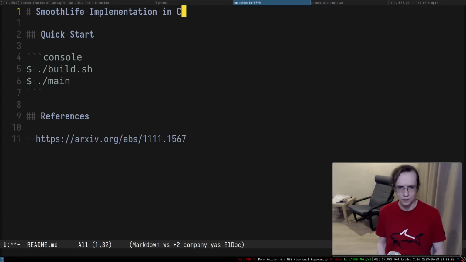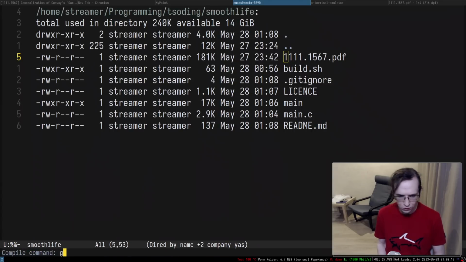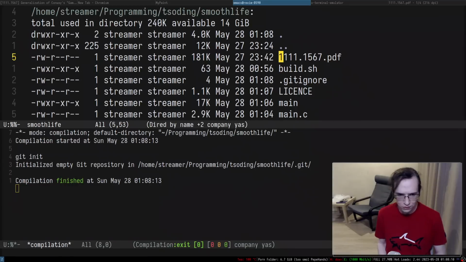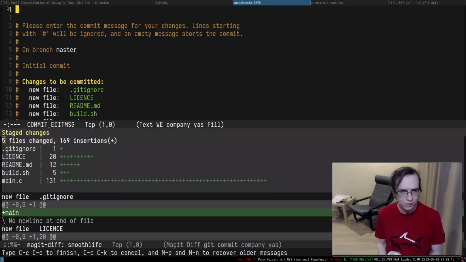Implementation, okay. All right, so let me do git ignore. I want to git ignore the main. There we go. And can I do git init? Right. So, ready, set, go.